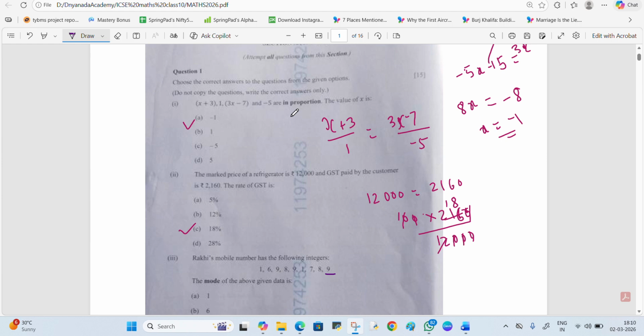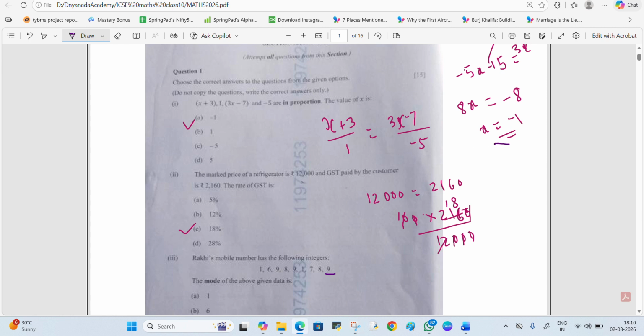Let's solve MCQs from the 2026 mathematics paper. First: x plus 3, 1, x minus 3 and 1, and minus 5 are in proportion. That means a upon b is equal to c upon d. If we put the values, you will get the value x is equal to minus 1.